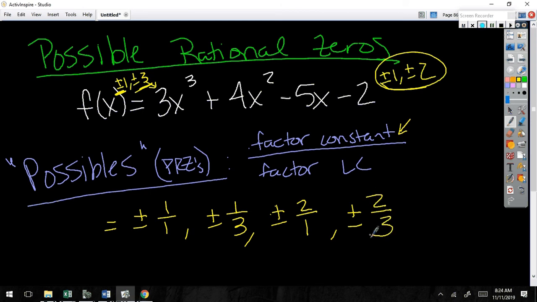Now that doesn't say that those are all zeros. That says, they might be. They might not be. Do you understand what we did there? So there's 8 of them all together. 1, 1/3, 2, and 2/3, and then all the negatives of those.